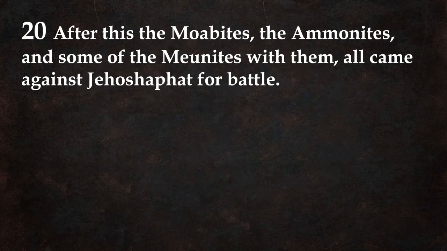There's a group that spells their name almost exactly the same way as the Ammonites, but it's usually pronounced the Meunites. And they're from Mount Seir, which is south east of the Dead Sea. Toward Florida in my mind, not in actual reality. So these groups all came against Jehoshaphat for battle.